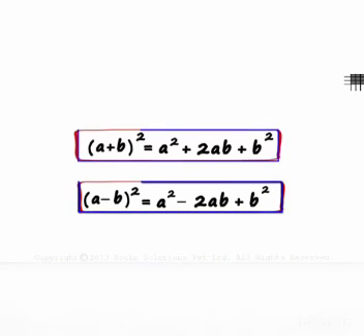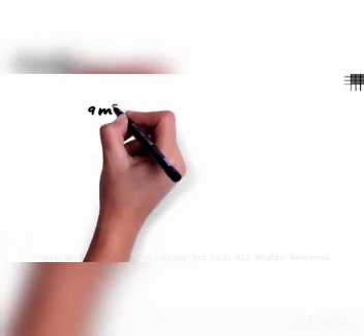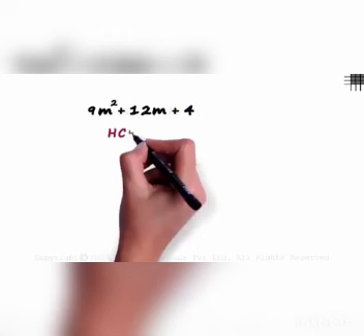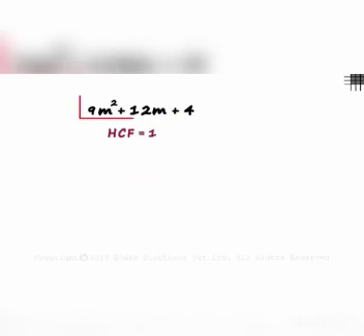How do we use these identities to factorize polynomials? Look at this example. 9m squared plus 12m plus 4. Can we factorize this expression further? One way in which we can do it is to find the highest common factor of the three terms. But if you observe carefully, the HCF of the terms is 1. Is there any other way to factorize the polynomial?